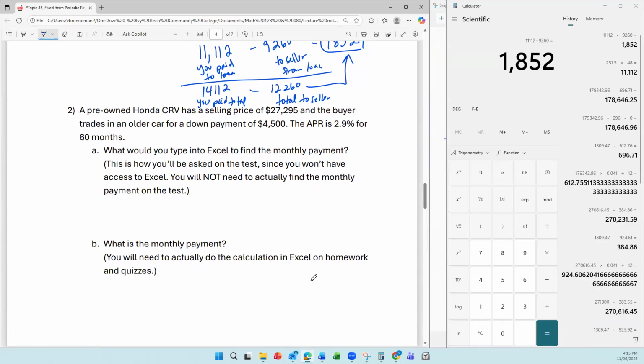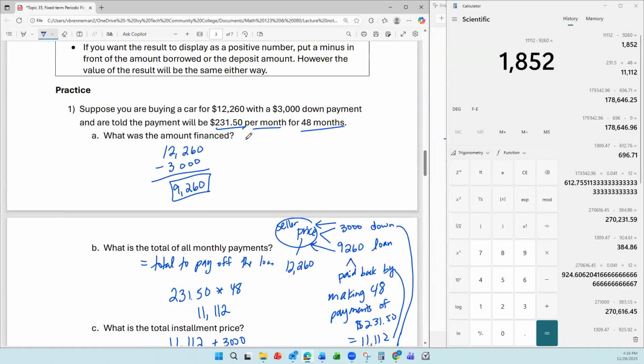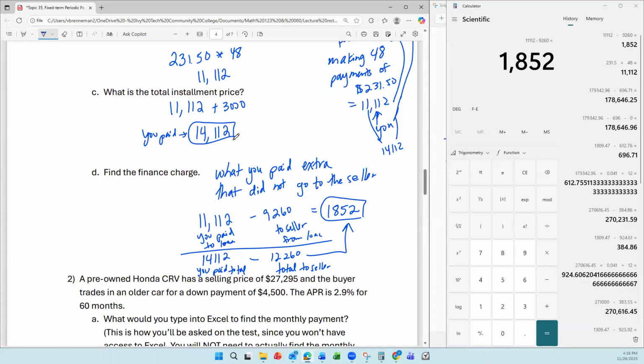All right, number 2, we have a car with a selling price of $27,295, a trade-in for a down payment of $4,500. We have the APR, and it's for 60 months. So now we're not told the monthly payment. Notice here in the previous question, when we had the monthly payment, we did not need the interest rate. The interest rate is used to find the monthly payment. It is not used directly to find the finance charge, which is the interest.